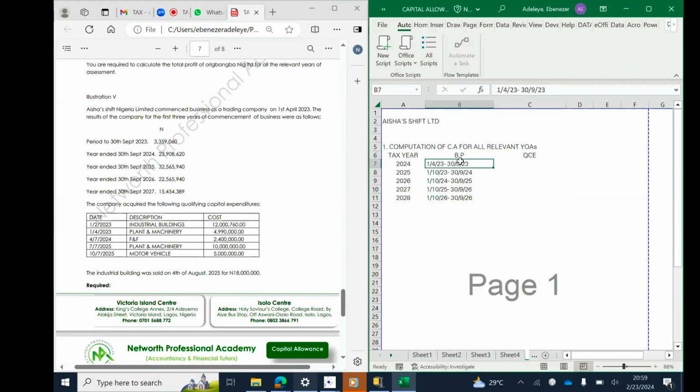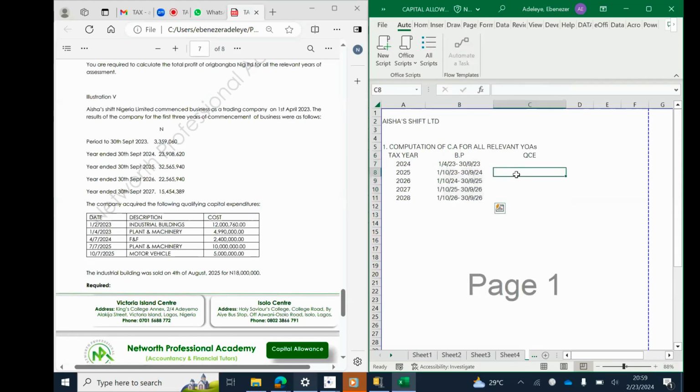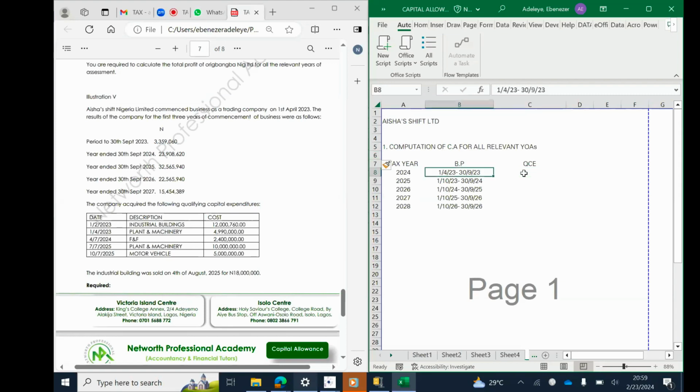All right. Let me put this onto email. All right, this is fine. Okay, so let us look at it well. We have all of these periods now. So let us look at the date of acquisition and then slot them in.